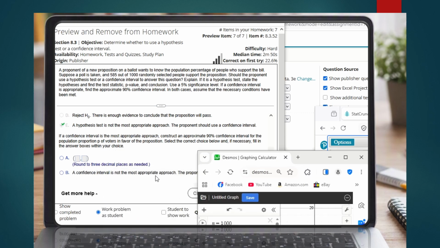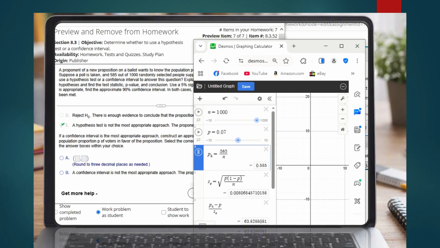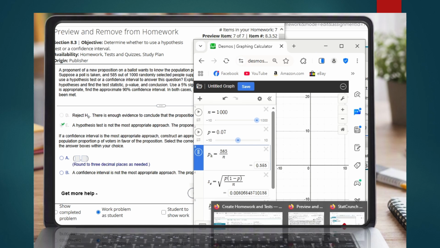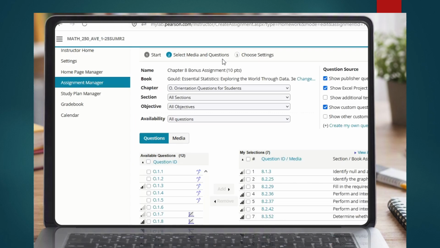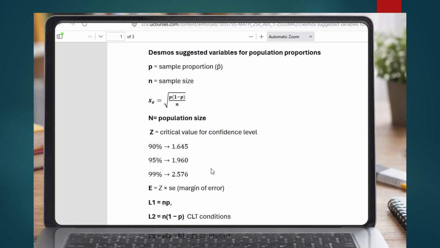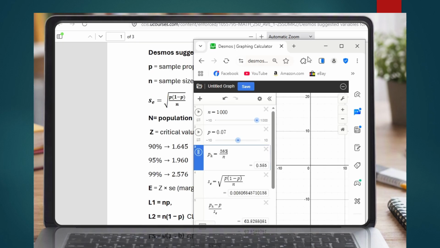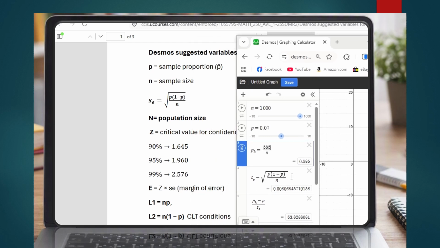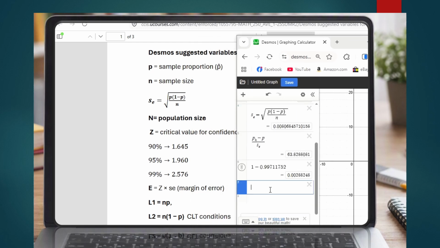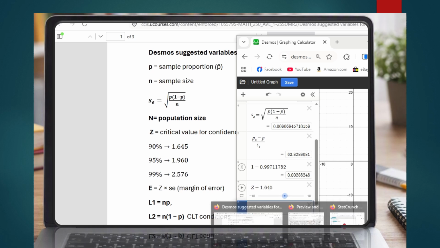So we are going to use the confidence interval, and I'm hoping that I have saved. Yes, I have saved this right here. Since we're doing a 90% confidence interval, our z multiplication factor would be 1.645. So we got that in there. Now let's bring up the problem again.